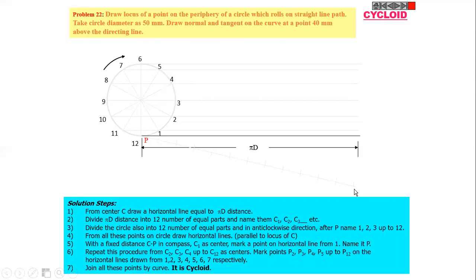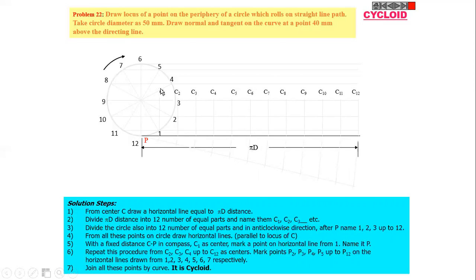And join this end point to this horizontal line end point. Don't change the angle, extend it up to the 1. Join all these points, or extend all these points on the horizontal line. Then extend these points up to the center line. Here are all the points 1, 2, 3, 4, 5, 6 up to the 12.